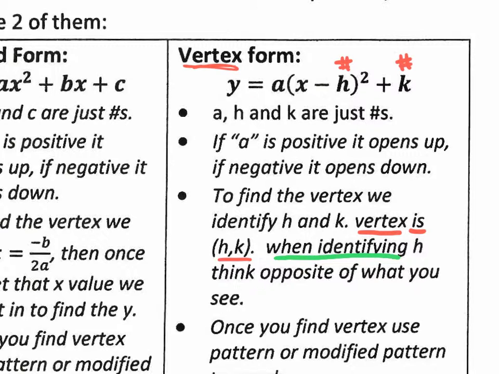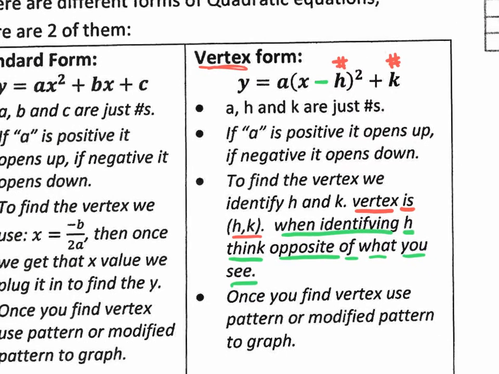All right. There is one catch to it, and I would like you to underline this also. When identifying your h value, think opposite of what you see. So this minus sign right here is telling you to think opposite of what you see. So if for some reason you have a -3, your h value will be +3. If you have a +7, your h value is going to be -7. So always think opposite of what you see here. The rest is the same.